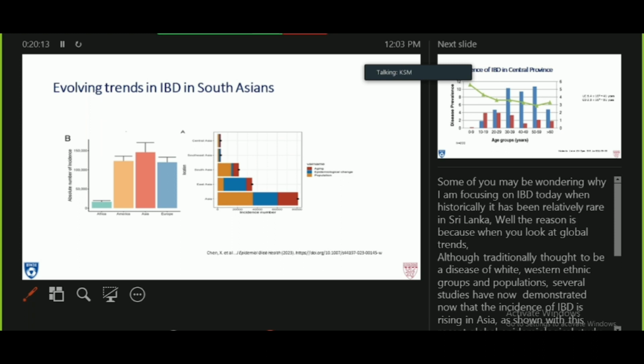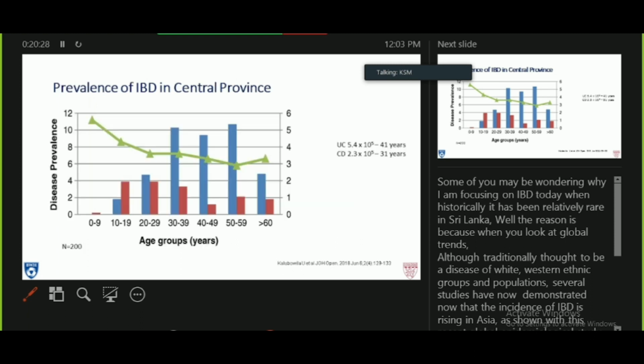I'm speaking to colleagues. I know that there's been an increased incidence in Sri Lanka as well. And this is something that with an increase in Western diet, an increase in other lifestyle factors that may be triggering inflammation in the colon, we will be seeing more and more of.